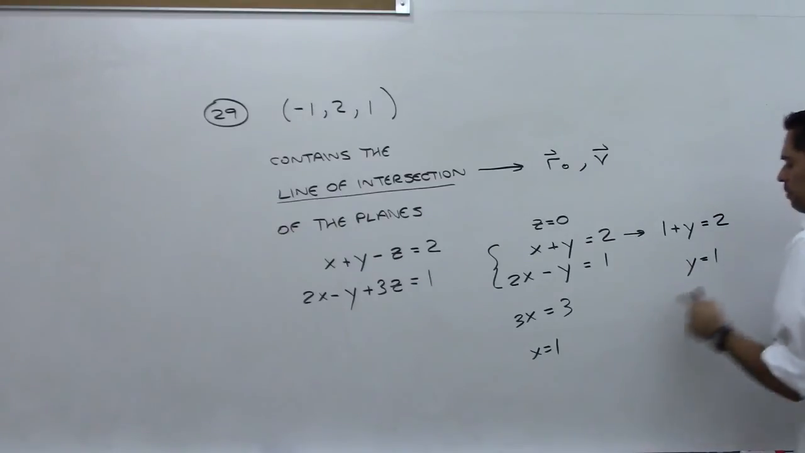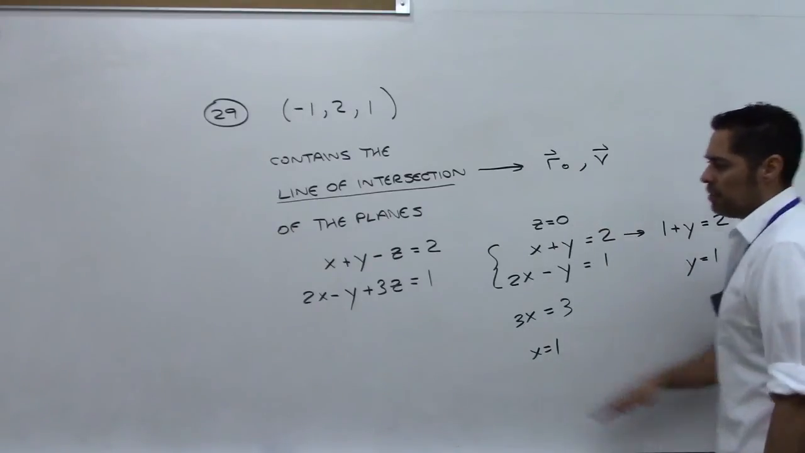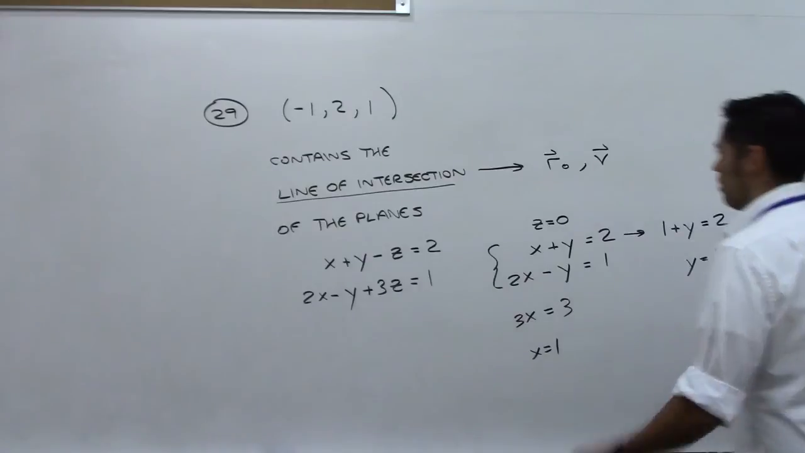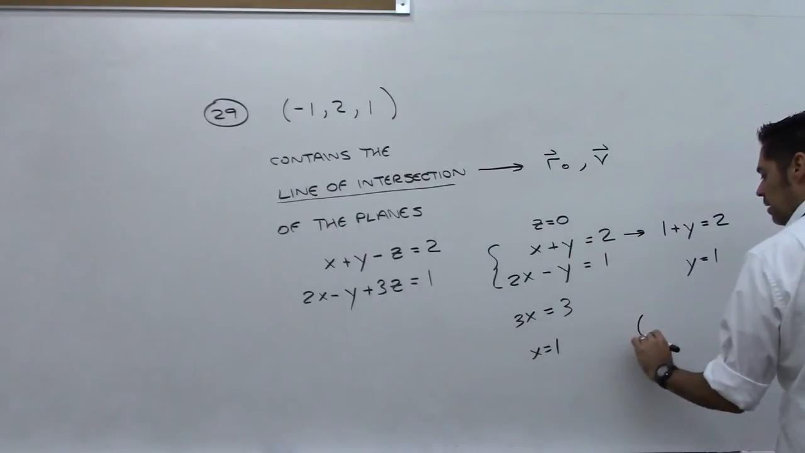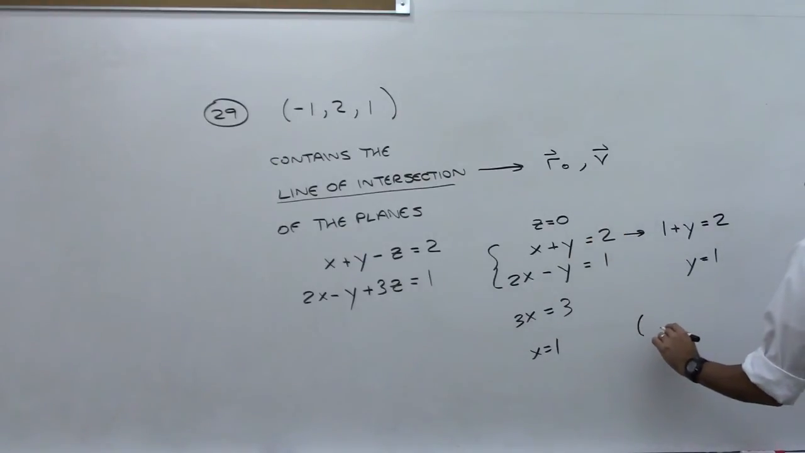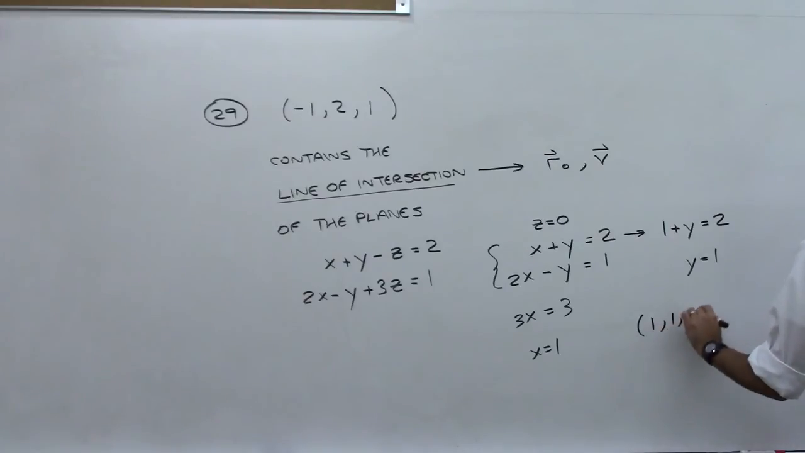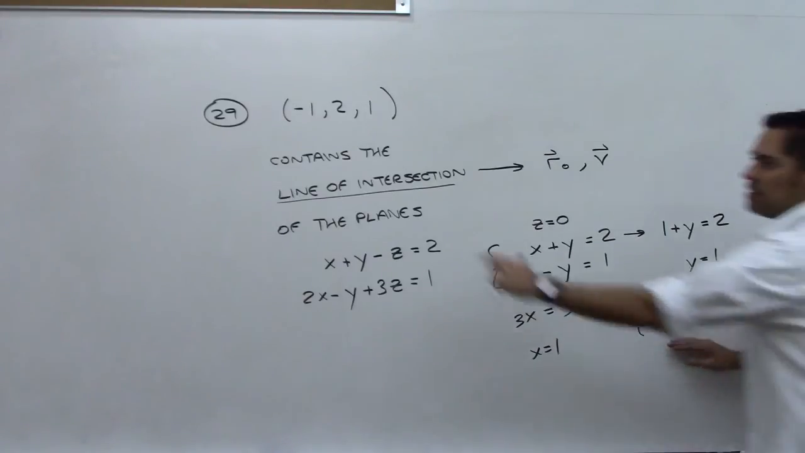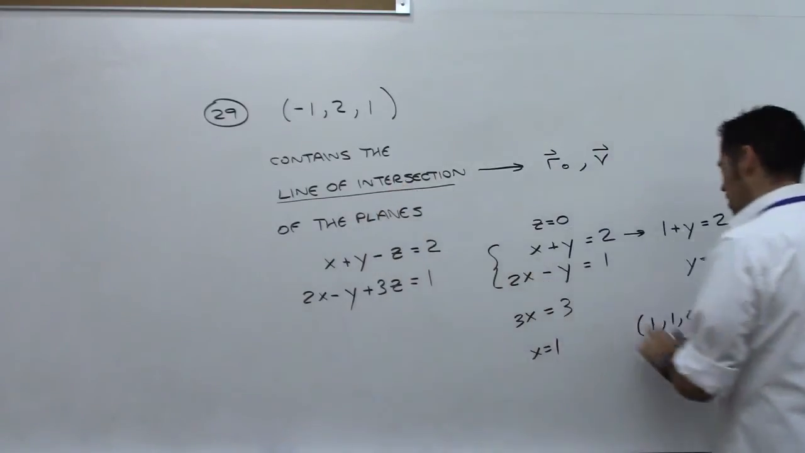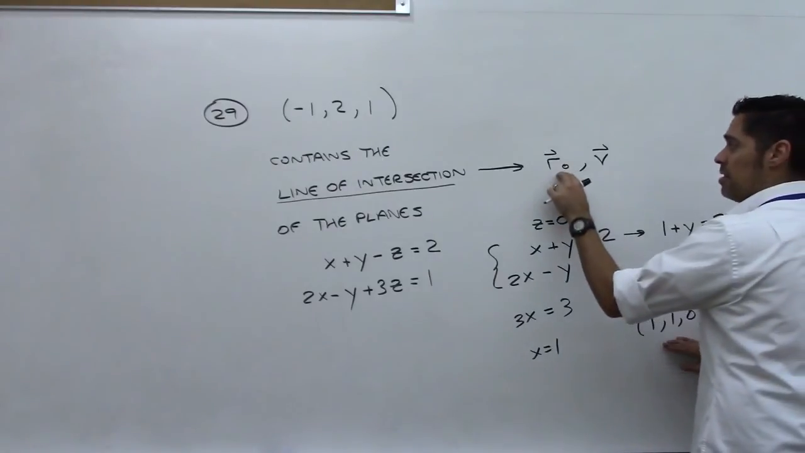So if x is 1, y is 1, and z is 0, both of these equations should be true. So I have a point that lives on the line. The point is 1, 1, 0. That point lives on this line. Since that point lives on this line, I can use it as R naught.